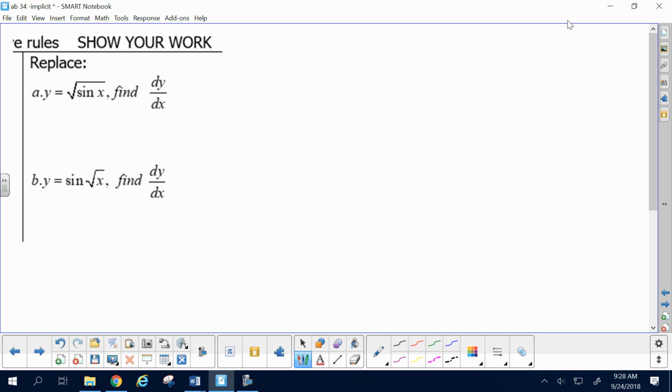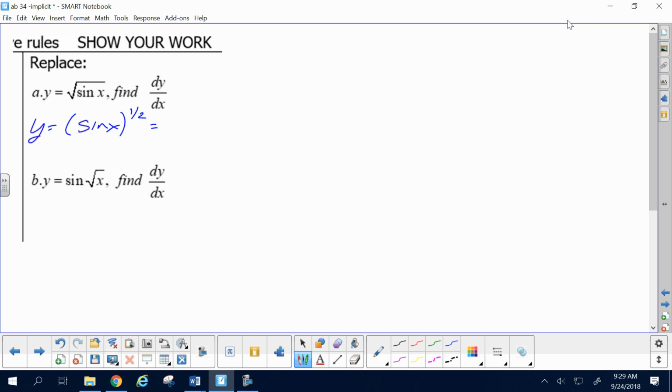You're on task, you should have been good. If you have a function within a function like you do here, then you need to, first of all, remember to use the chain rule. Second of all, identify what's inside, what's outside. In that case, what's inside? Sine, and outside is 1/2.